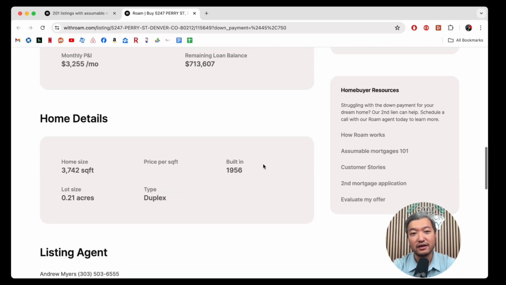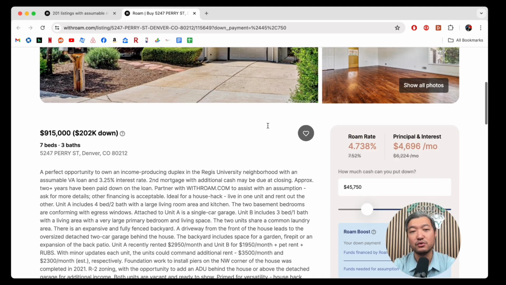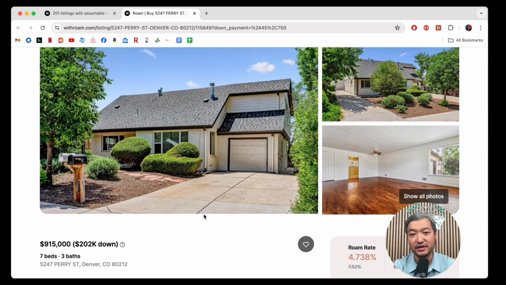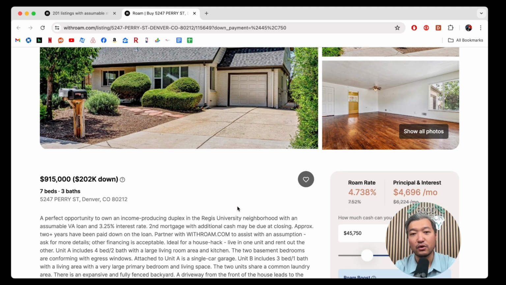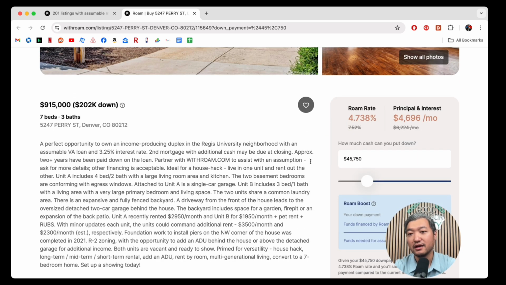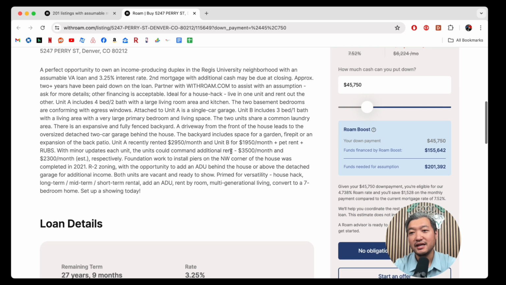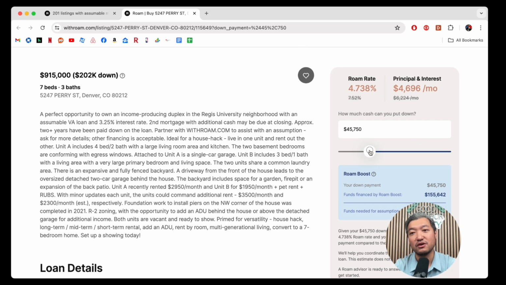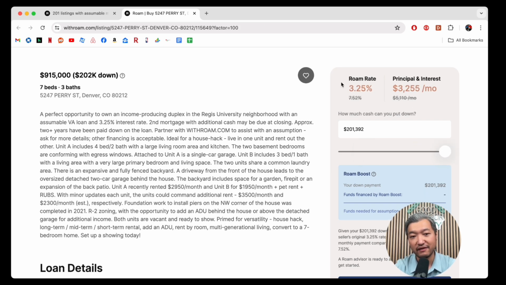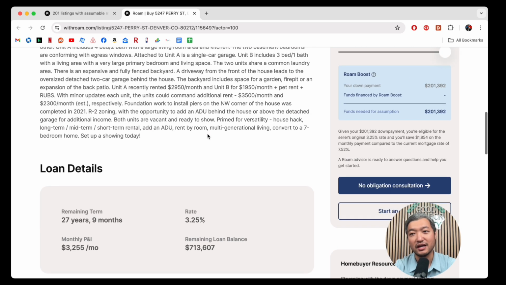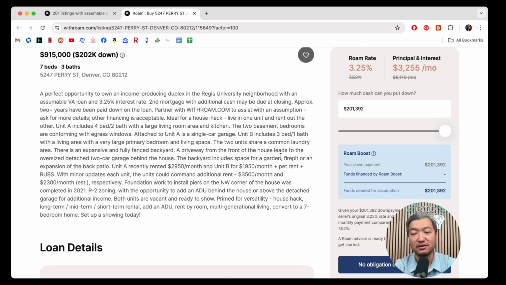And of course, the strategy would be maybe you renovate this place, you put it on Airbnb, or you rent out both sides of this duplex, and you're cash flowing a couple $1,000 above this mortgage payment here, and then you're aggressively paying off this $155,000 so that your rate can eventually go all the way back down to 3.25%, and your monthly payment goes back down to $3,255 a month.